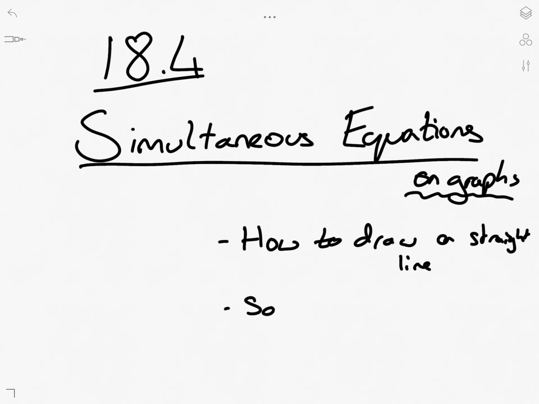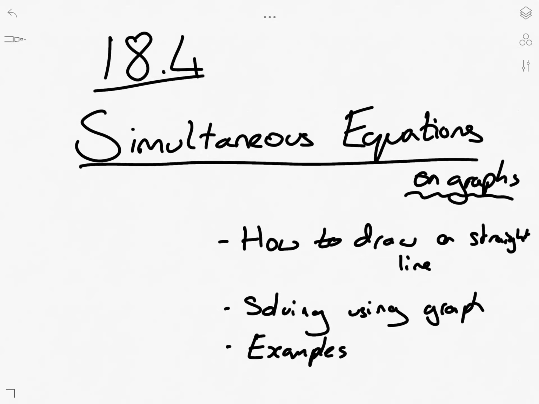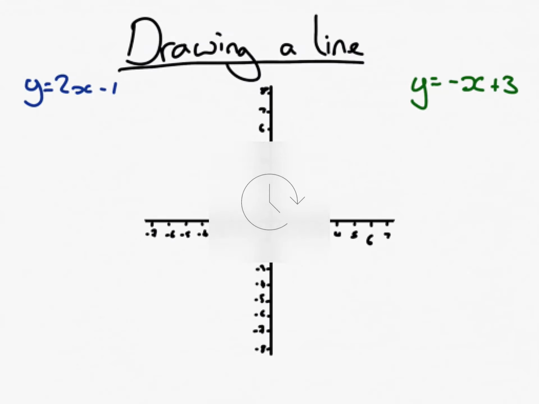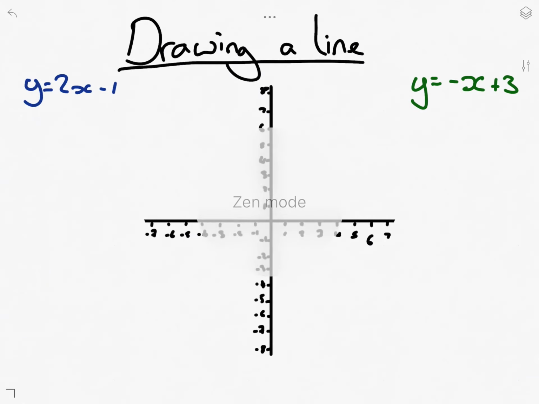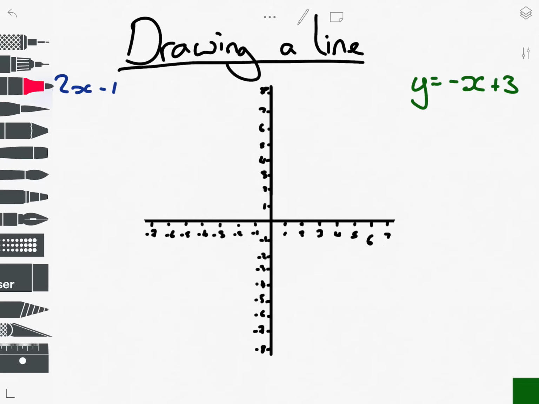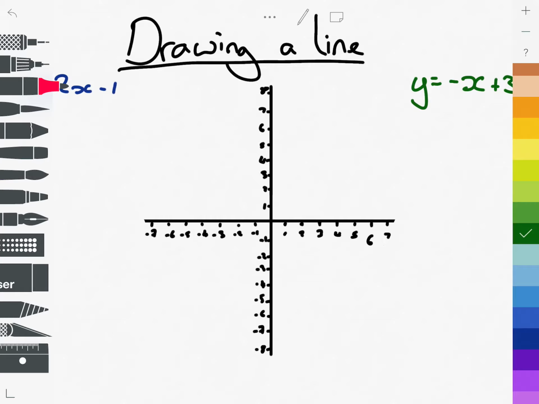Then I'm going to do solving using the graph, and then just some examples of the sort of question you're going to get. Okay, so this topic, once you get it, it's pretty simple. Makes simultaneous equations easy, so let's get into it. So, drawing a line. Remember, if you know how to do this, that's fine. You can skip forward. There's two ways to do it.